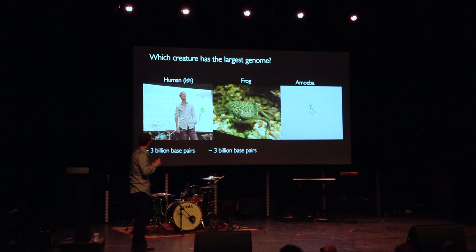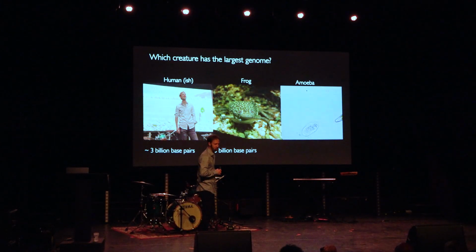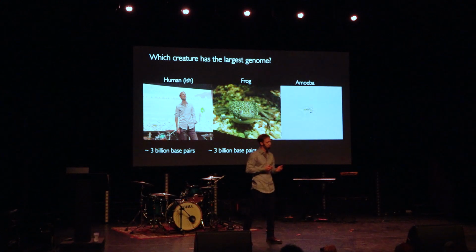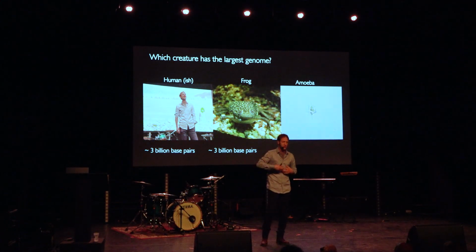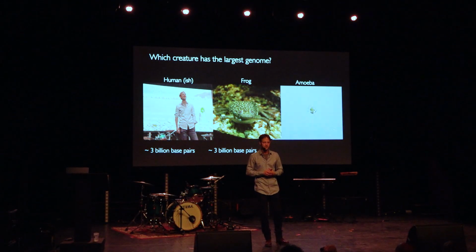And then there's, of course, the human. So the first surprise here is that both the frog and the human have 3 billion base pairs of DNA. So there's not really a difference, and that is already strange. It's not tracking with what we may think or what our intuition may tell us about complexity and how DNA relates to complexity of an organism.